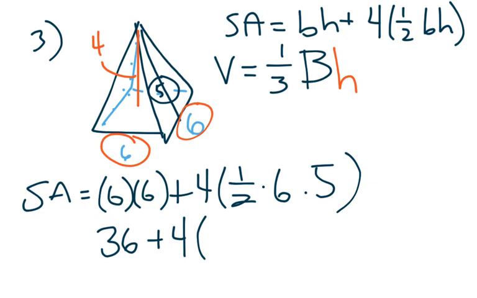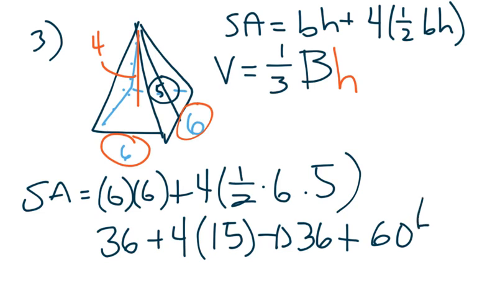6 times 5 is 30. Half of that is 15. So we have 36 plus 4 times 15, which is 60. And that equals 96. So our surface area is 96.